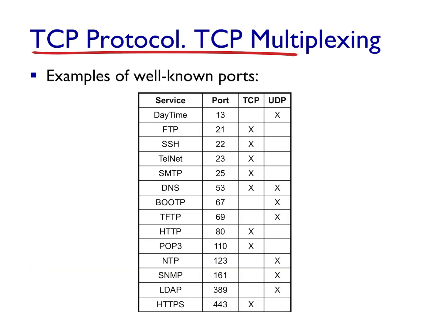In this table, we have an example of well-known ports. In the first column, we have the type of protocol, the service. In the second one, we have the number that is reserved for such application. And the last columns refer to the transport protocol they are based on. For example, in the first case, we have the daytime protocol, for retrieving the time from the system. It uses port 13, and it runs on top of UDP.